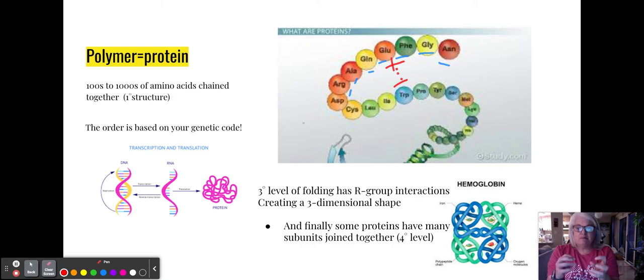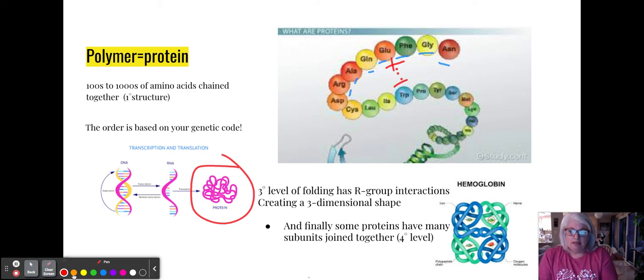It looks like a mess. If you look at this protein right here, that's how we draw proteins, but it's a very specific structure based on the DNA code. So that's what happens in the tertiary structure, or the third level of structure. The R groups that have the different chemical properties start to interact, and that creates that three-dimensional structure.